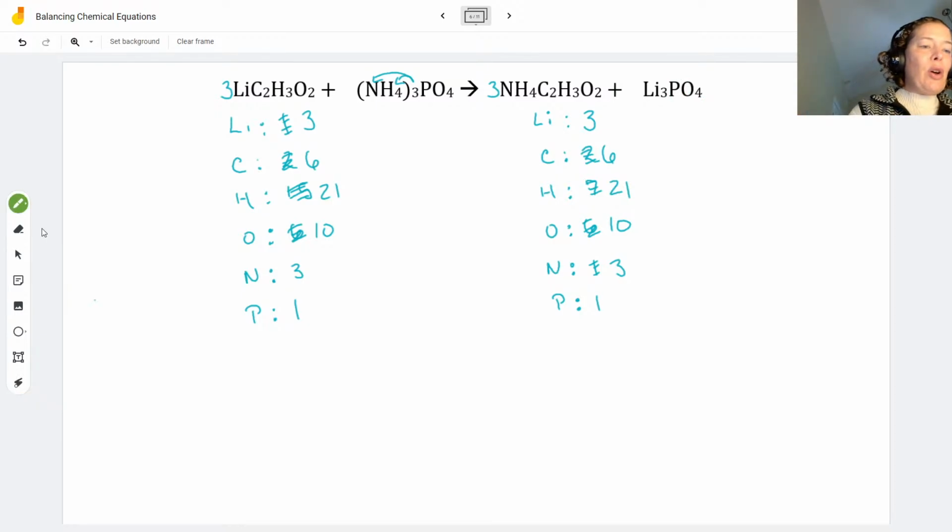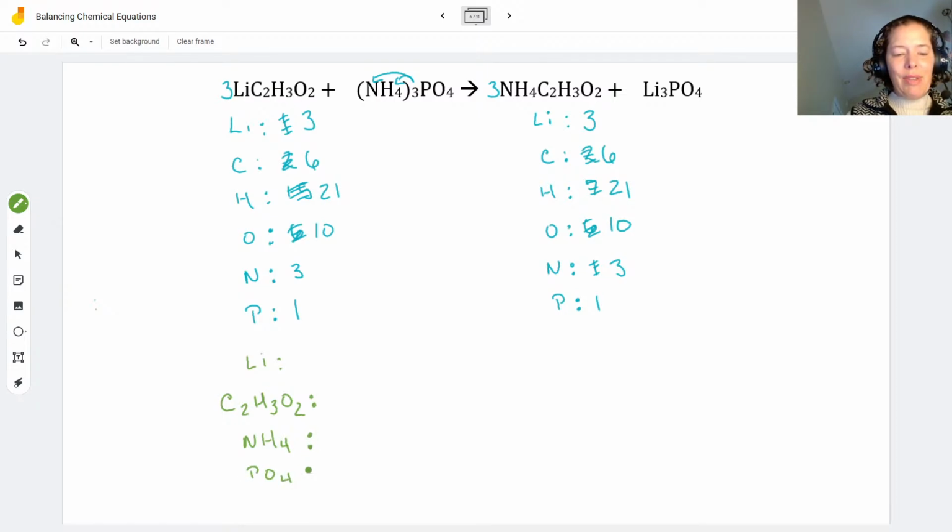So this time, instead of listing out all my atoms, I'm going to list out again what I consider my units that I'm going to balance. So lithium is still on its own, but now I'm going to list acetate as a whole unit. And that's way easier because acetate has carbon, hydrogen, and oxygen. Okay, and then I have my ammonium cation, and I have my phosphate anion. So let's see how many of these we have.